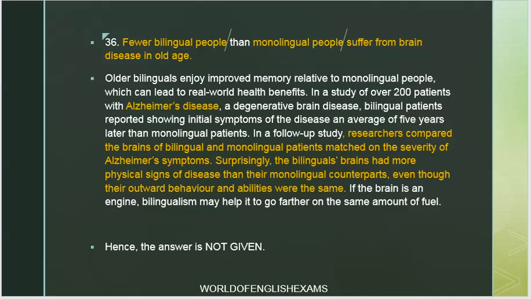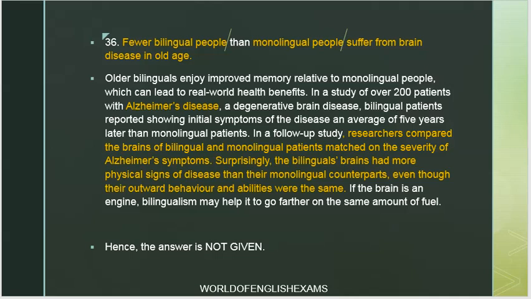Bilingual patients reported showing initial symptoms of the disease an average of 5 years later than monolinguals. That means, let's say a monolingual patient is showing the symptoms at the age of 65, then bilingual is able to show it at 70 years. That means at a later period. Now here it is not talking about the proportion, whether it is fewer or relatively higher or nothing like that. Now let's continue.